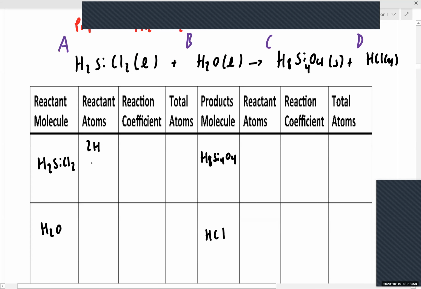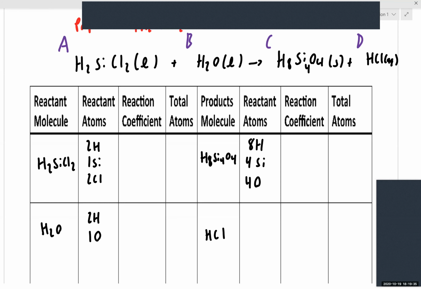So I have 2 hydrogens, 1 silicon, and 2 chlorines. In water, I have 2 hydrogens and 1 oxygen. In H8SiO4, how many atoms of each element do we have? Let's try to get some class contribution here. How many atoms of each element do we have? 8 hydrogen. Yep, we have 8 hydrogen. How many? 4 silicon. Yep, and then we also have 4 oxygen. 4 oxygen. Yep, exactly right, perfect. For hydrochloric acid, we have 1 hydrogen and 1 chlorine.